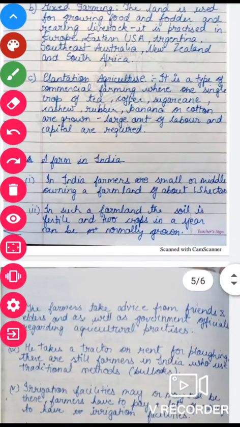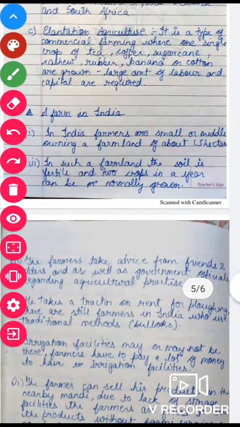And now moving on to the 5 marker. Before moving to them, on pages 44 to 45, it talks about plantation agriculture, what types of crops, in brief, about crops such as tea, coffee, rice. You can just go through them. Also, it's not necessary that they will come only as 1 marker, so I suggest you go through them thoroughly.